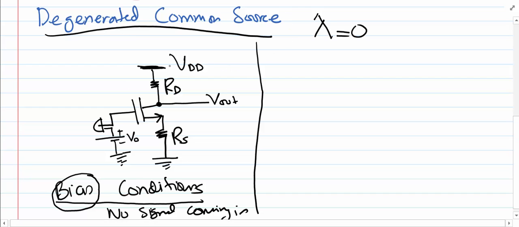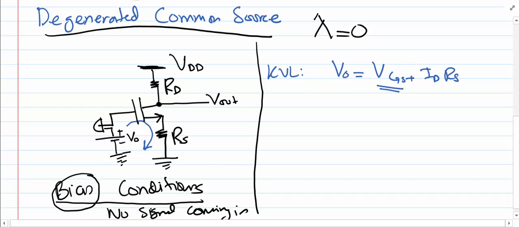So let's just see, when there is no signal coming in, and if we apply a KVL in this loop, what we get is V0 equals VGS plus IDRS. And well, there are two unknown quantities here. First thing is VGS, and another thing is ID.